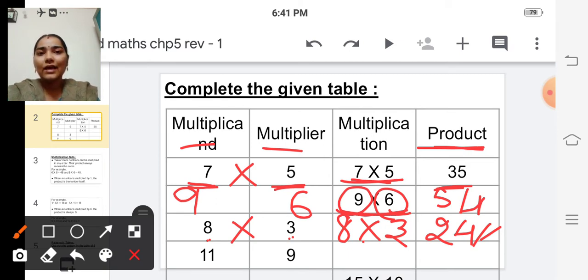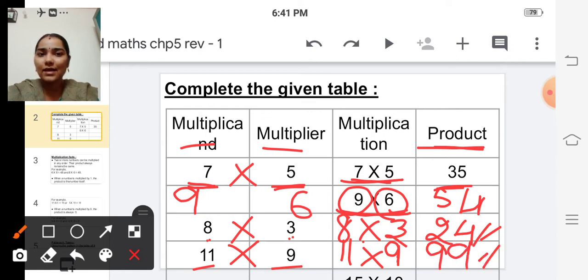Next one, they have given multiplicand as 11 and multiplier as 9. So we are going to write the multiplication and the product. How to write multiplication? 11 into 9, isn't it? So 11 into 9. And what is the product? 11 9s are? 11 9s are 99. So the product is 99.